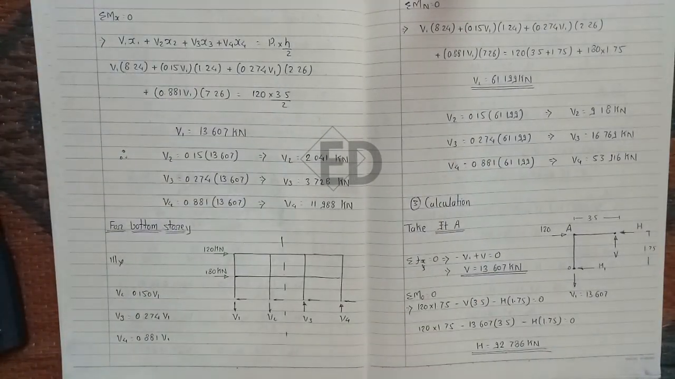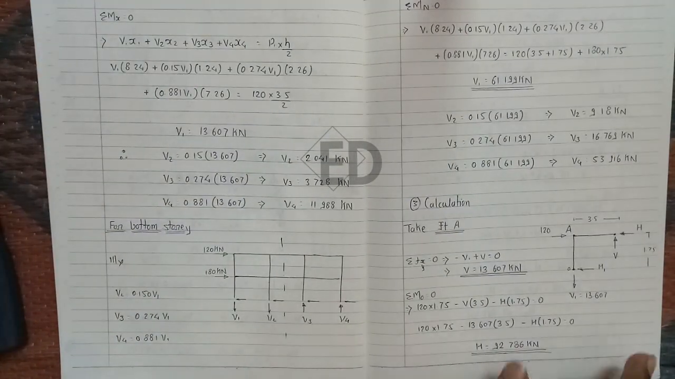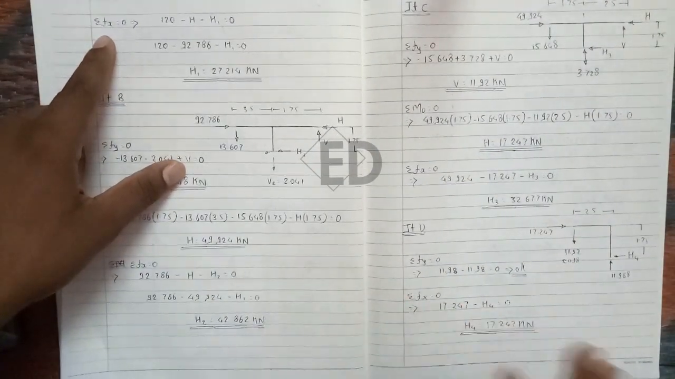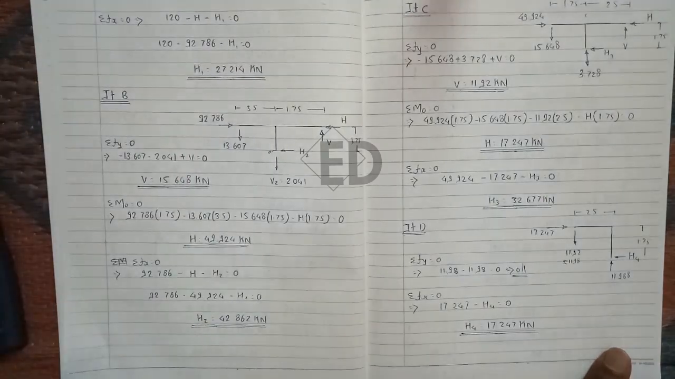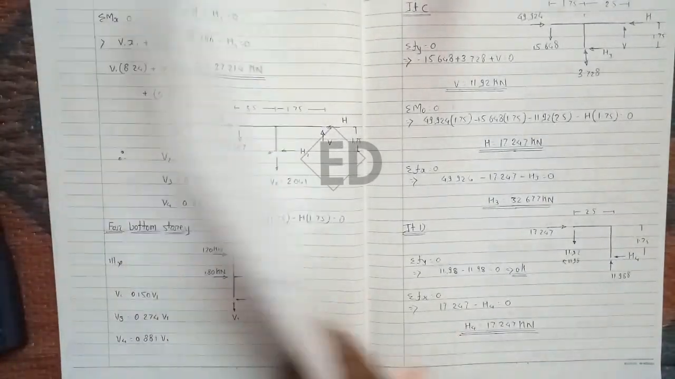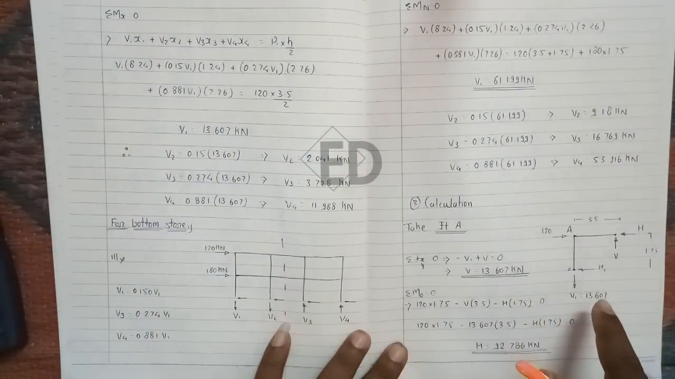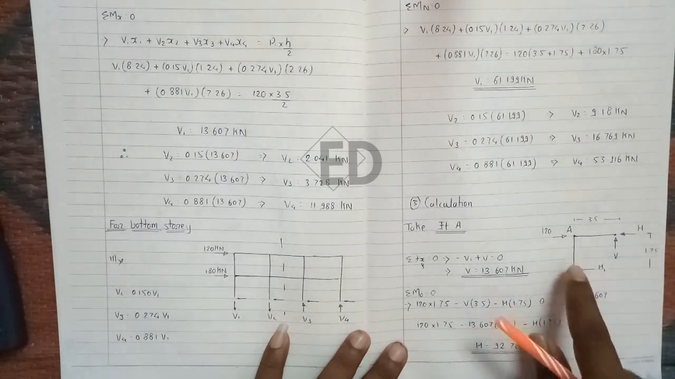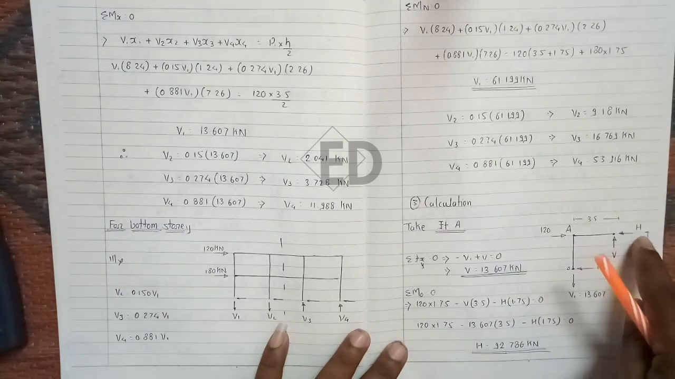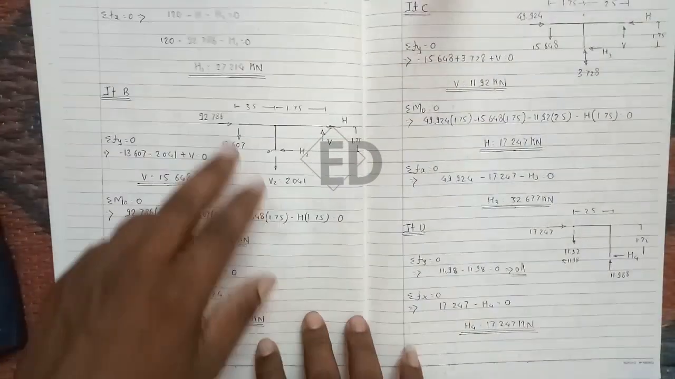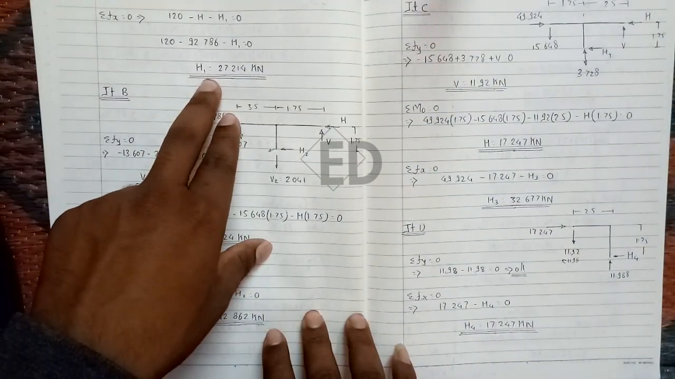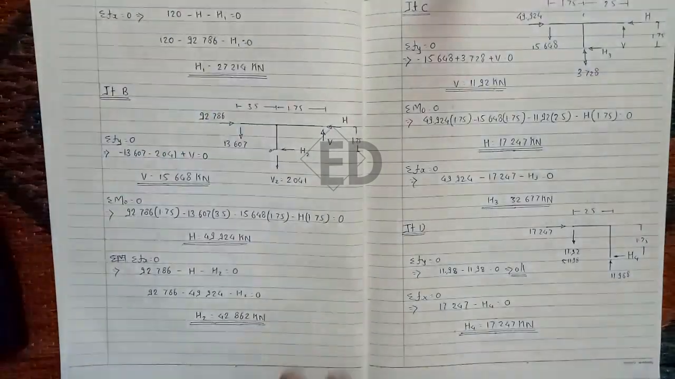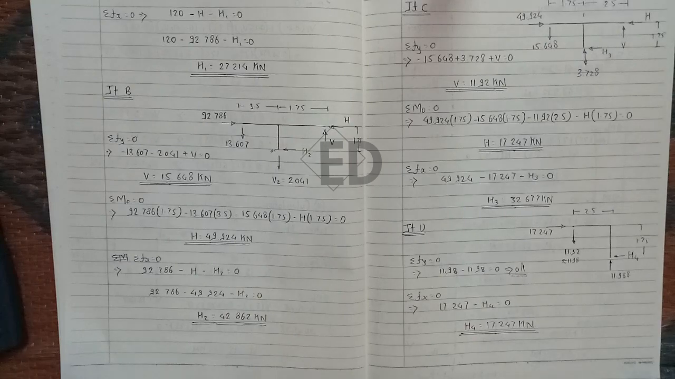So likewise I have to calculate here. Now the third step, that is summation of Fx equals 0. Sorry, all the horizontal forces equal 0, that is 120, H and H1. So we directly calculate the value of H1, that is 27.214 kilonewton.